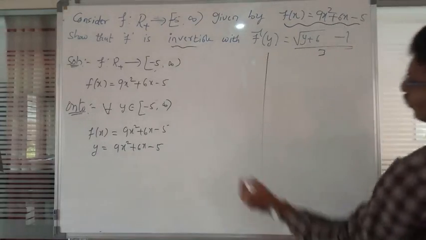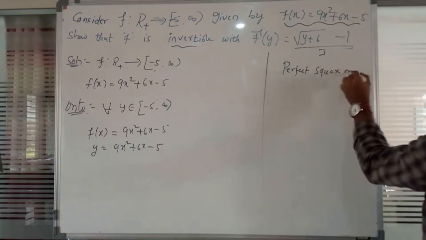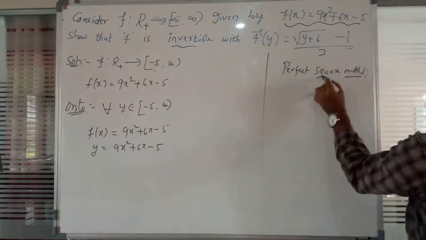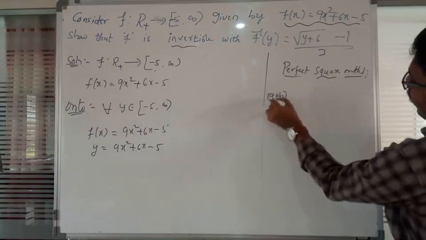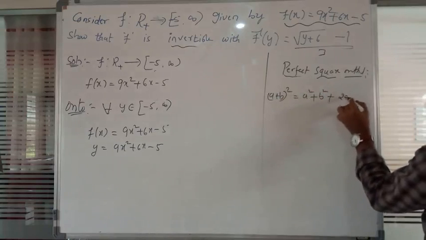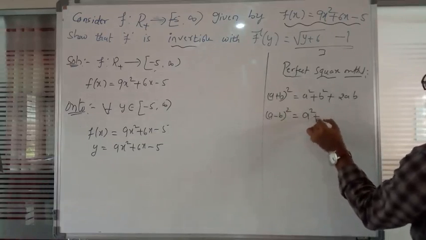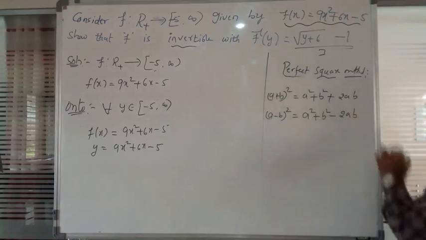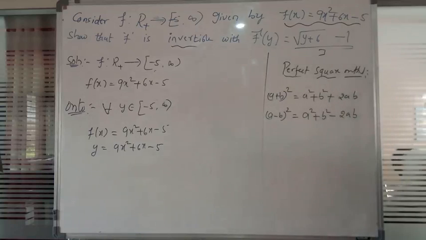So you must use the perfect square method. We already know that from the previous problem we solved, the perfect square method. This one includes two formulas, a plus b whole square and a minus b whole square. A plus b whole square is a square plus b square plus 2ab, and a minus b whole square is a square plus b square minus 2ab.